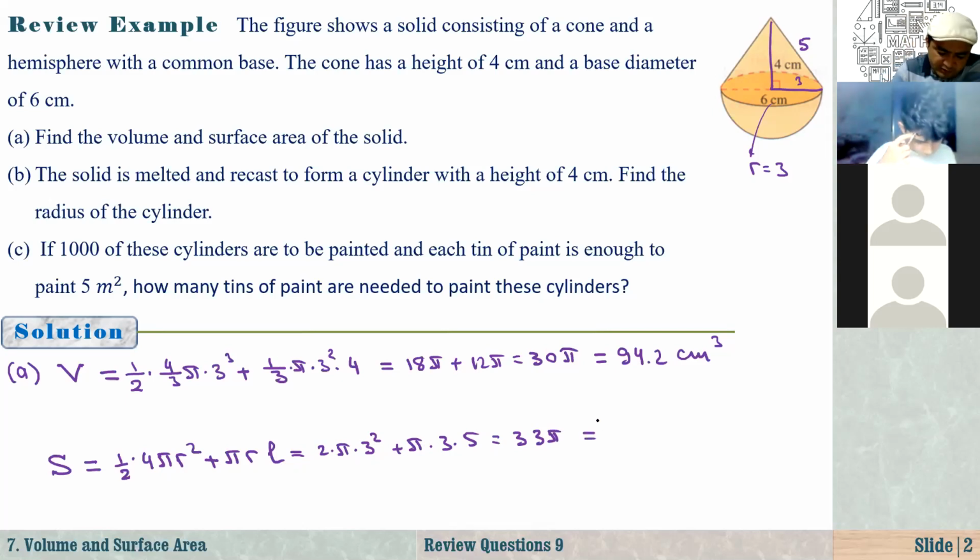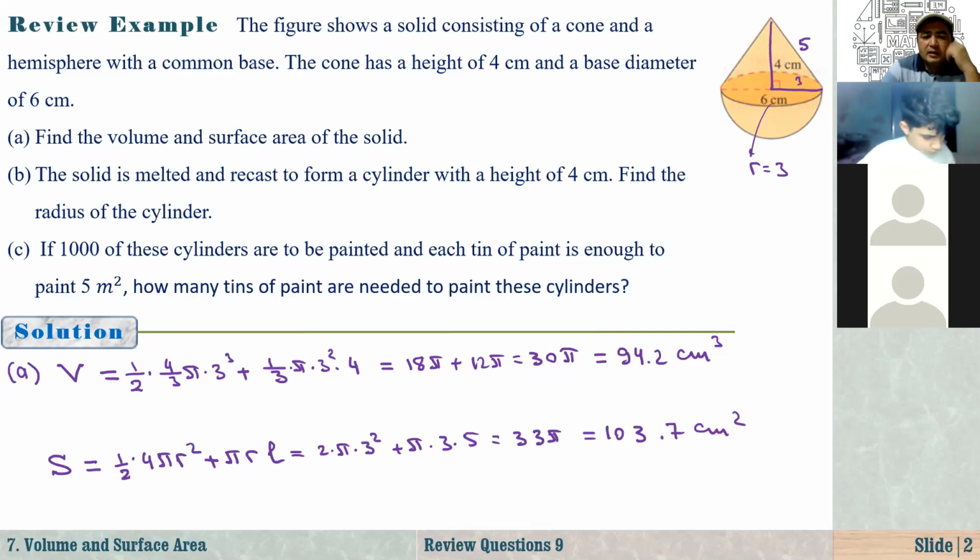And again, 33 times pi, correct to 1 decimal place, that is 103.7 cm squared. Okay, that is part A.